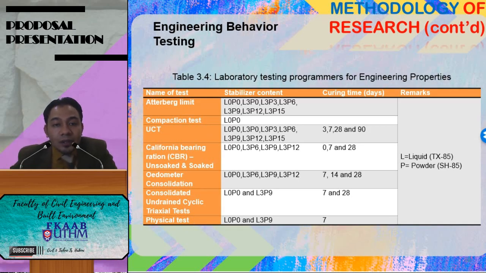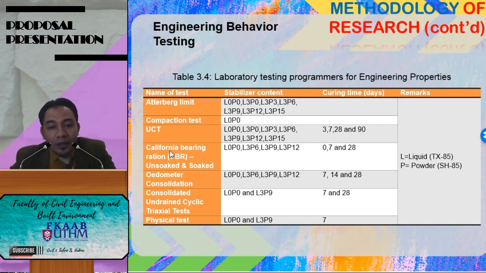Okay, this is the table for the laboratory testing program for engineering properties. So start from Atterberg limit. This is the stabilizer content, start from untreated to L3, P15. There is no curing time here. And also for the compaction test we use only untreated soil. From here we get parameters like the optimum moisture content and maximum dry density to mix the sample. And then UCT to investigate the strength and also to determine the best proportion of the stabilizer. From here we use curing time until 19 days.